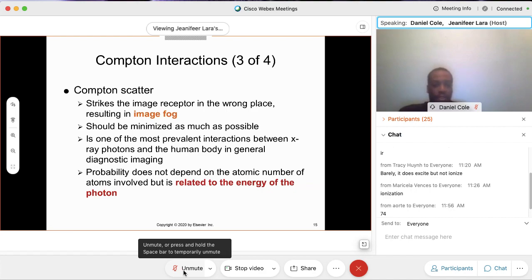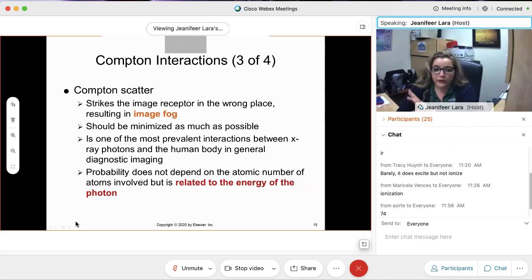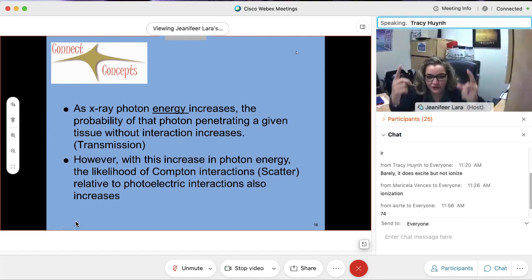So we've had a lot of numbers. When we're talking about atomic number, we don't know unless we specifically say calcium for bone, or soft tissue, which is a combination of a lot of different types of tissue, muscle. So our Compton interactions are not going to be dependent on our body. What it is going to be dependent on is the energy of the photon. What controls the energy of the photon? KVP. Thank you.